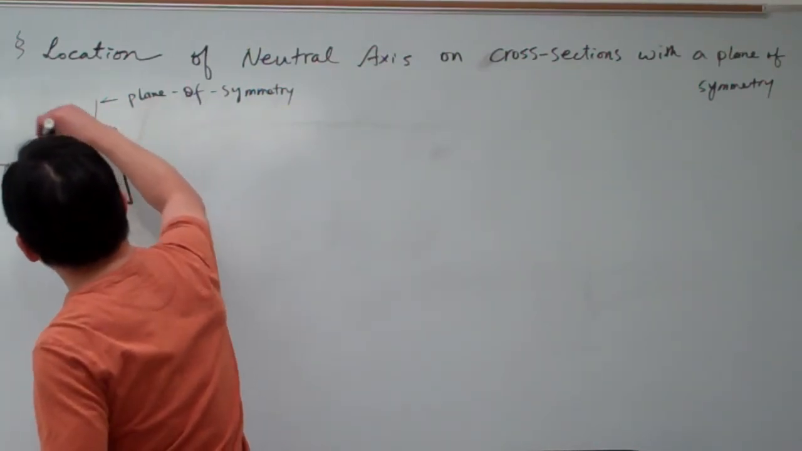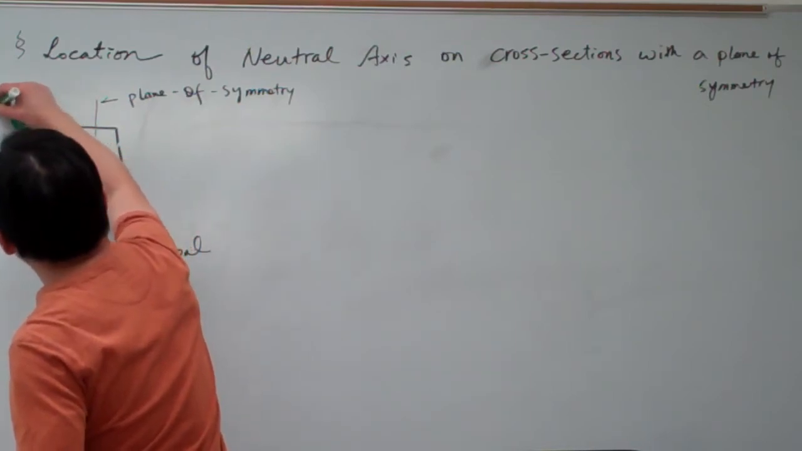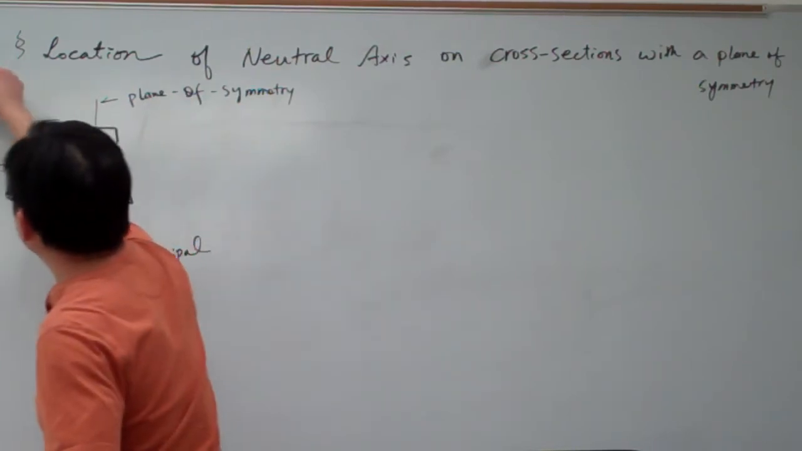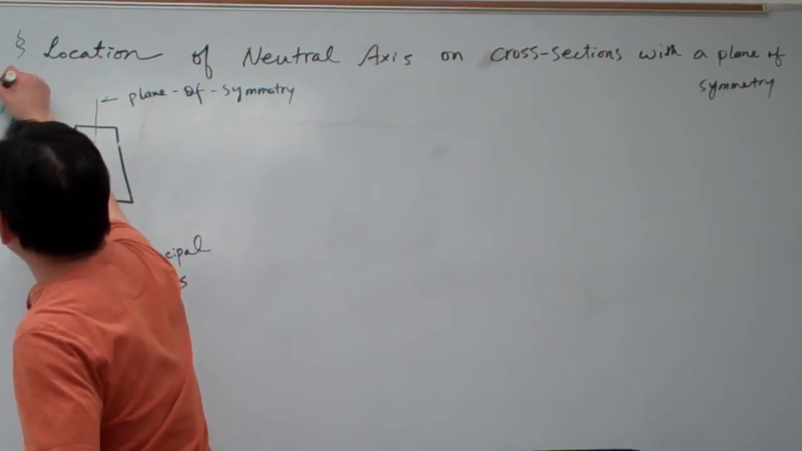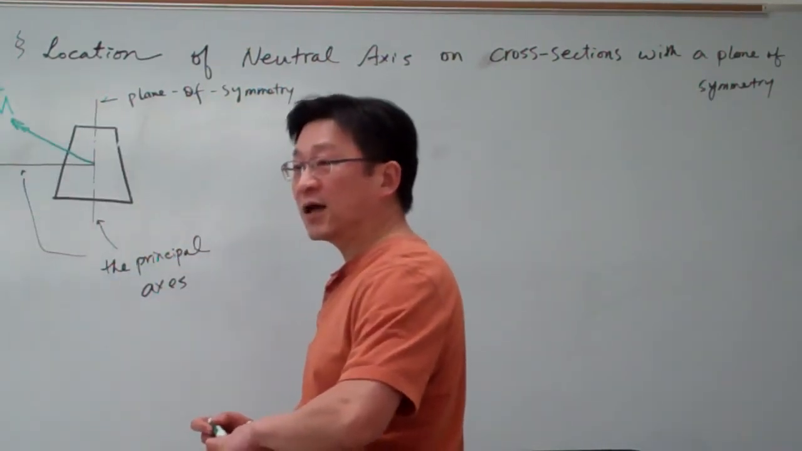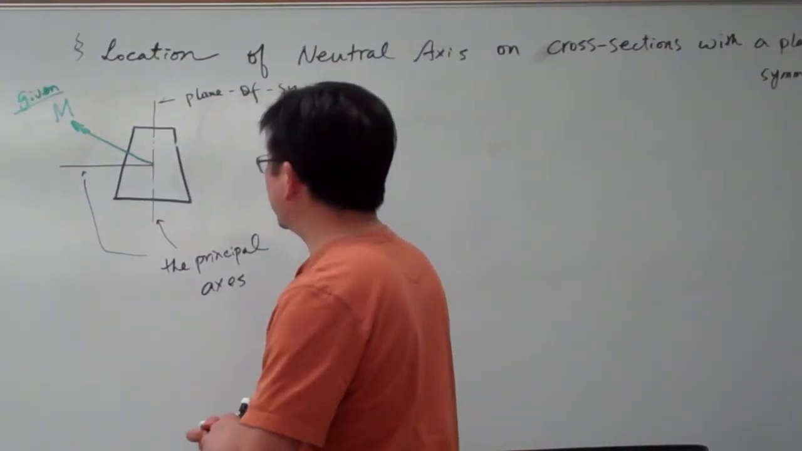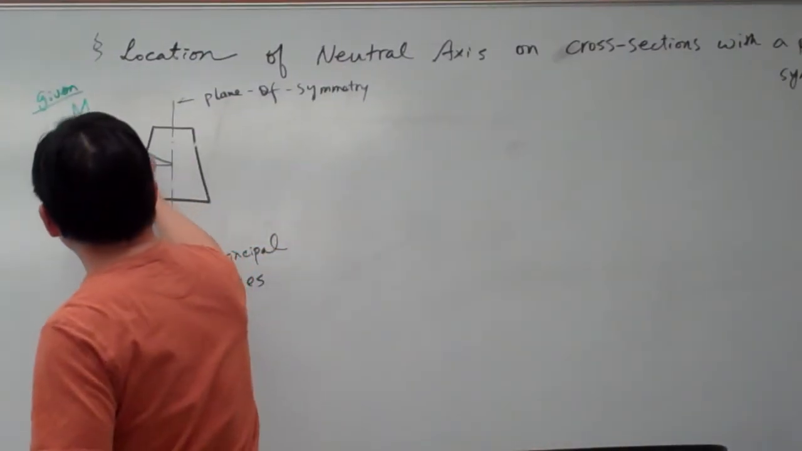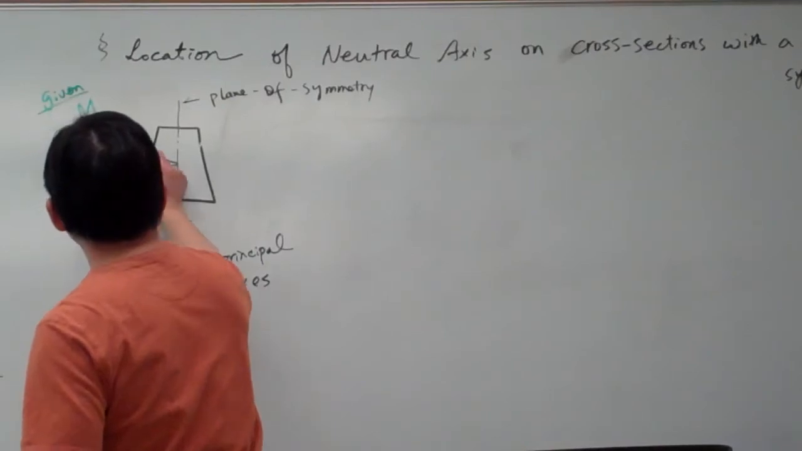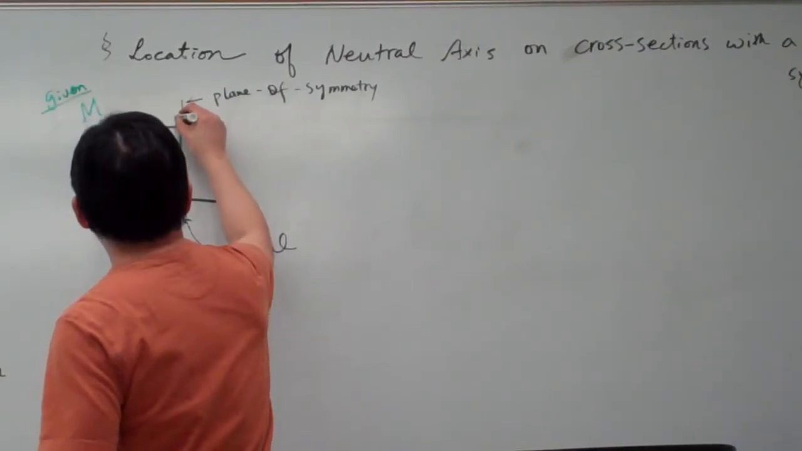For example, here we are given M, moment in these unsymmetric bending locations. So the step is we decompose into the two components and onto the principal axis.